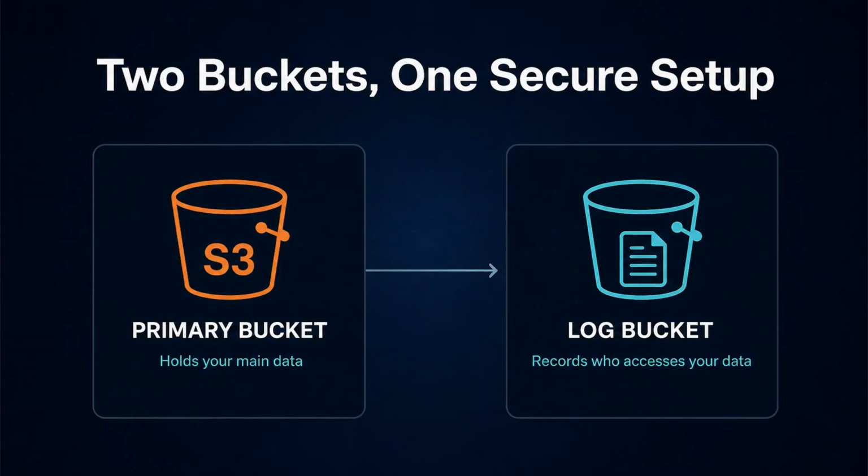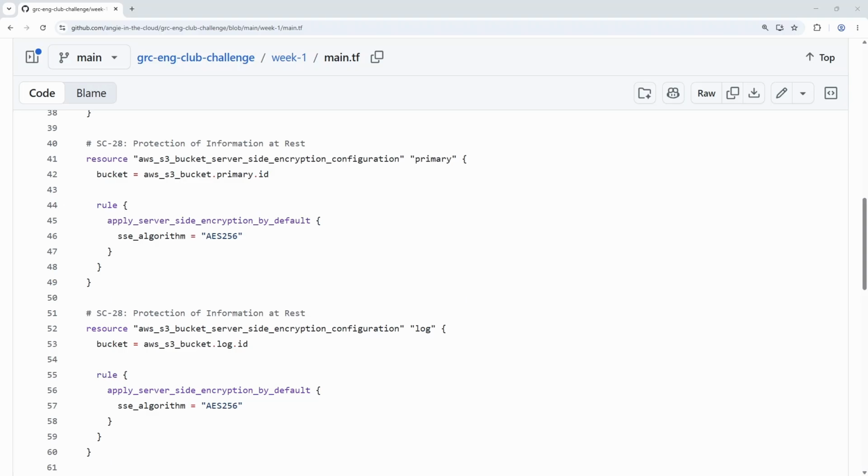So we're spinning up two buckets, a primary bucket to hold your main data, and a dedicated log bucket to record exactly who accesses that data. Now let's look at the Terraform code.